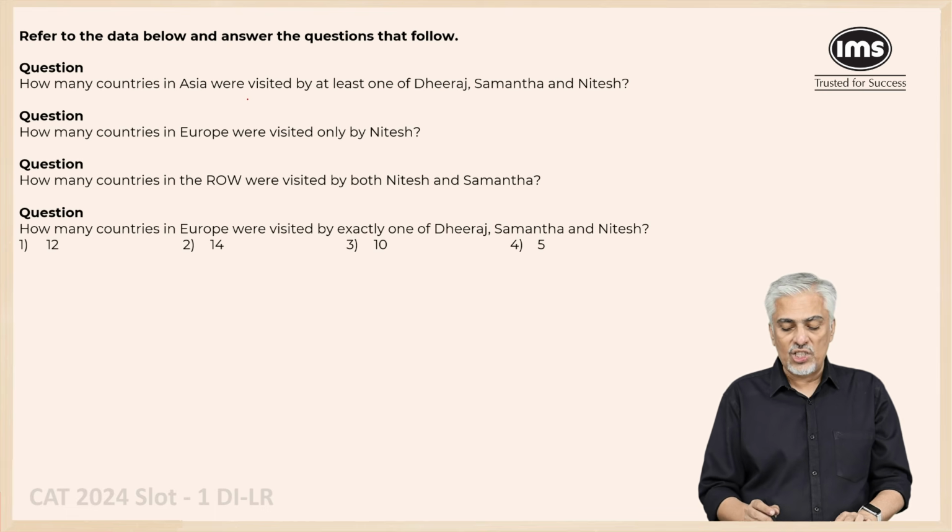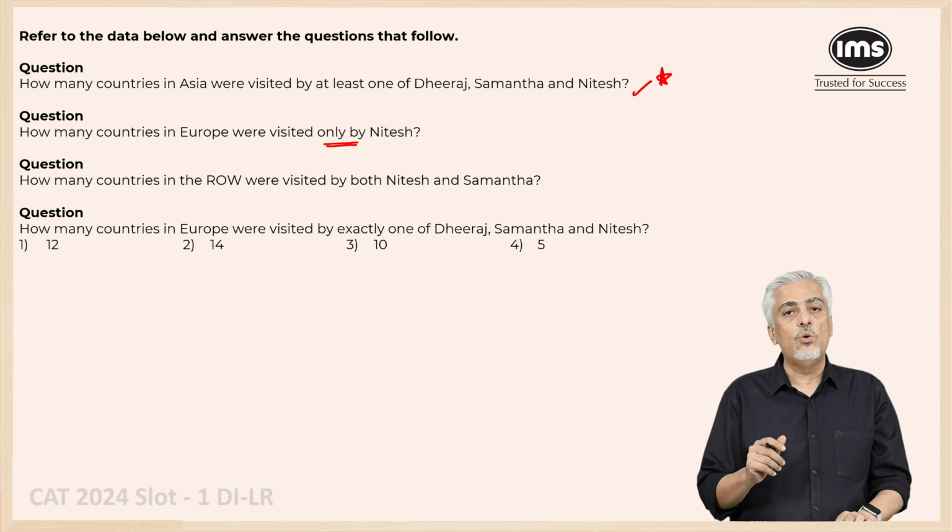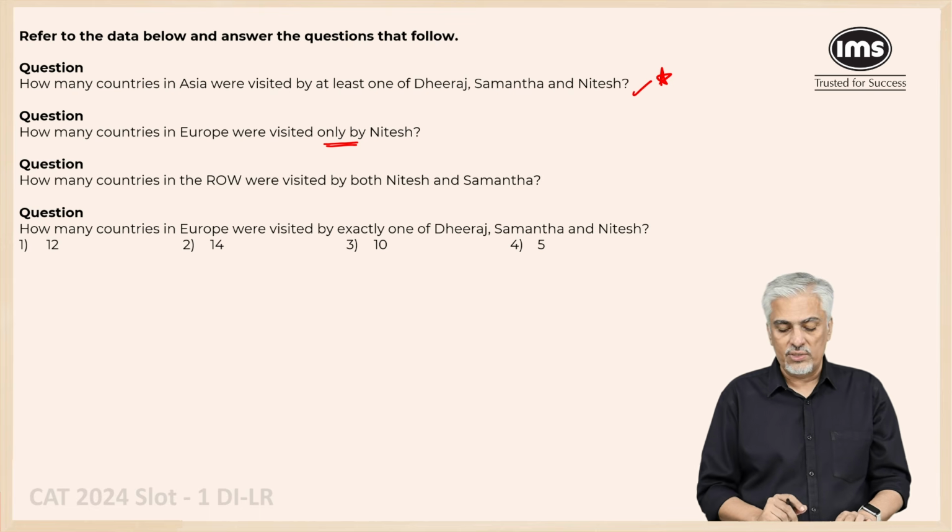How many countries in Asia are visited by at least one of Dheeraj, Samantha and Nitesh? This was the easiest question because Asia had very few countries, and because of that, this question became very simple. How many countries in Europe were visited only by Nitesh? That means countries where only Nitesh is there, nobody else has visited those countries. Once you understand the set, it is an easy question. Otherwise, it was a slightly difficult one.